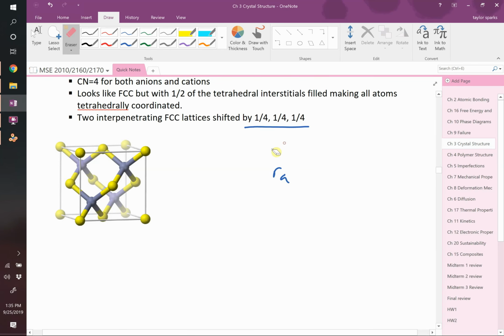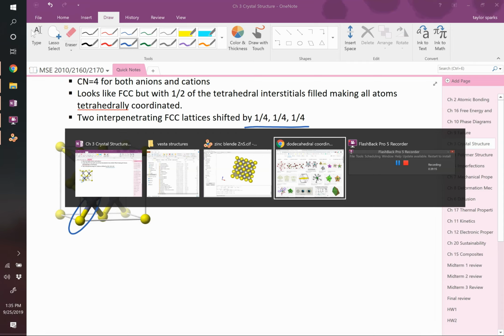If I gave you the radii of these things, and I asked you to tell me the lattice parameter, what would you do? Well, you'd say they're touching along that bond right there, right? That's where they're touching, is where the bond exists. So what's the size of zinc and sulfur? Let's pull those up.